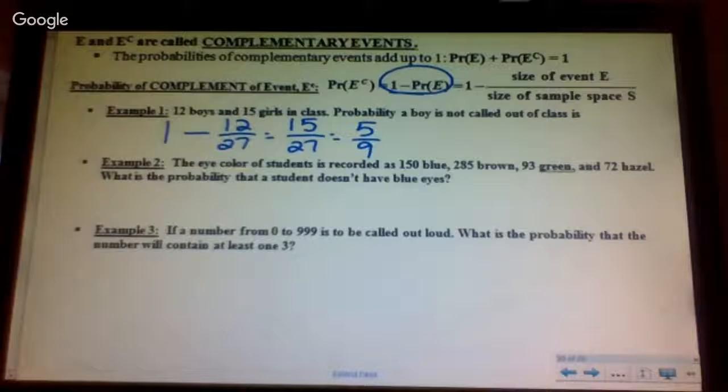So to find the probability of something not happening, we take 1 minus the probability of something happening. So 1 minus. We want to find the probability that a student doesn't have blue eyes. What's the probability that a student has blue eyes? 150. Somebody give me a grand total for all that. That's 600, because I was adding. Okay. I was talking out loud. So 1 minus the probability of having blue eyes should give me the probability of not having blue eyes.